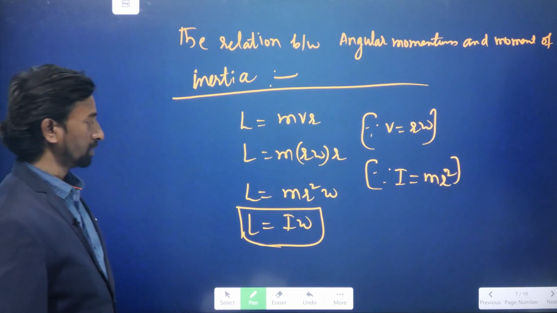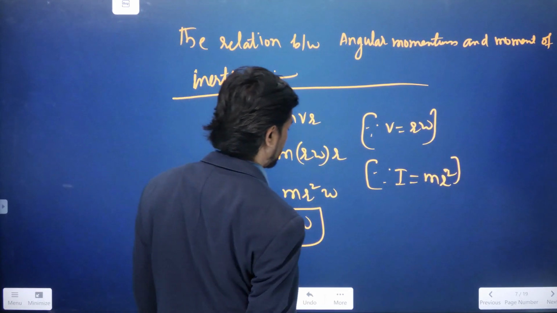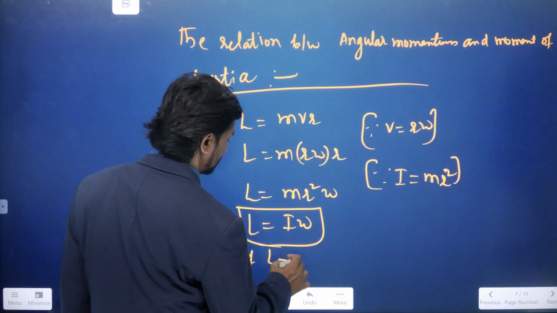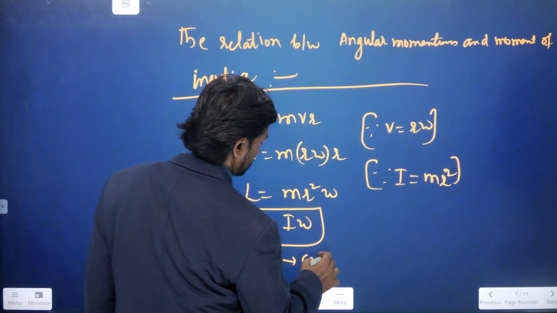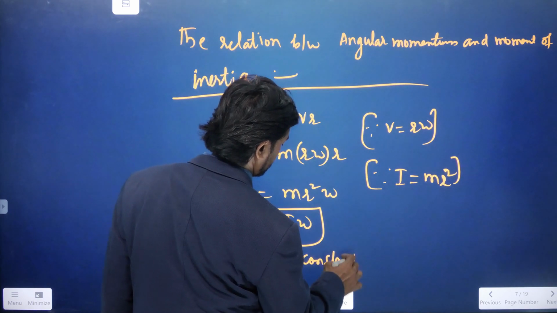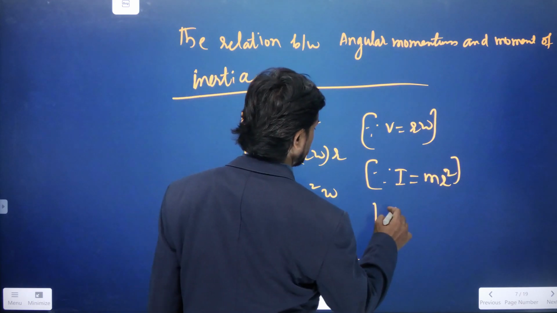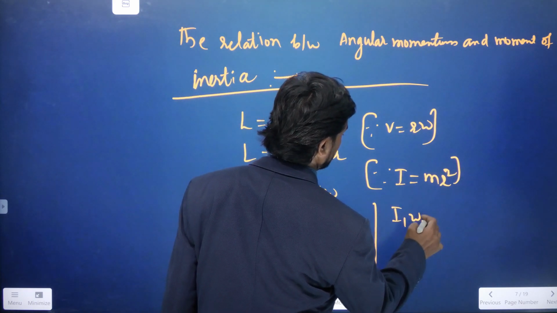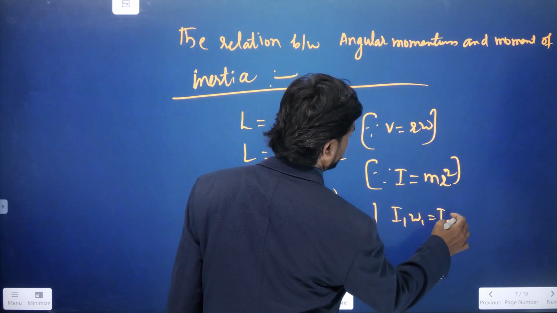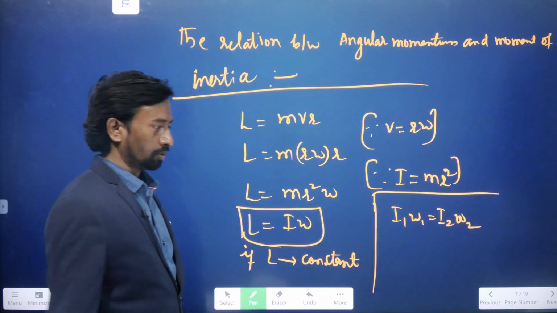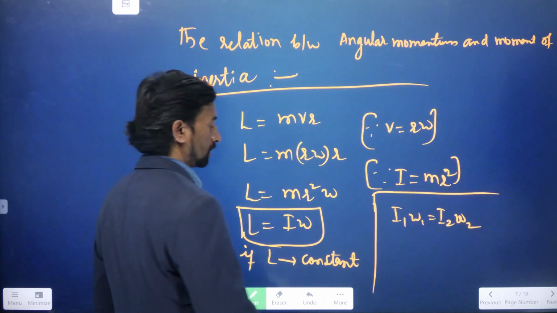Suppose the angular momentum is constant. If L is constant, then the relation between the moment of inertia and the angular speed is I1 omega 1 is equal to I2 omega 2. So now, what does that mean here?